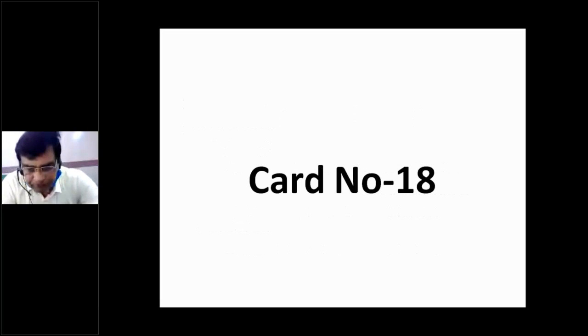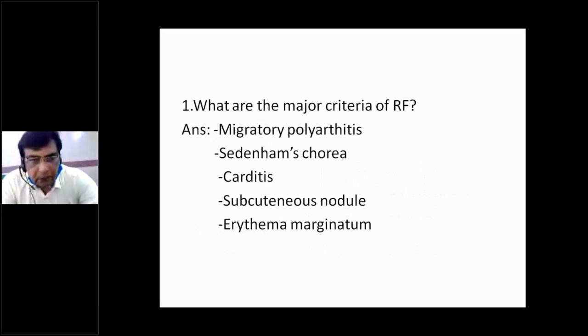Now, card number 18. What are the major criteria of rheumatic fever? Rheumatic fever, the first criterion is migratory polyarthritis. This is the commonest presentation of rheumatic fever. In migratory polyarthritis, usually large joints are involved. It is migratory because for 3 to 5 or 7 days one joint is involved, that joint gets relief, then another joint is involved. It is called migratory polyarthritis.